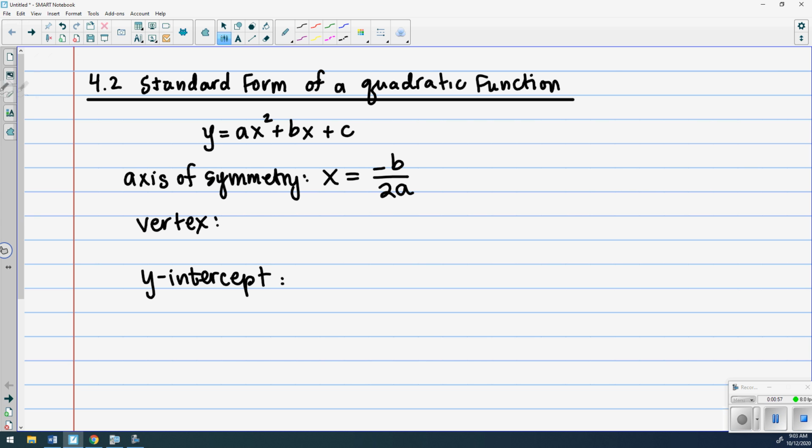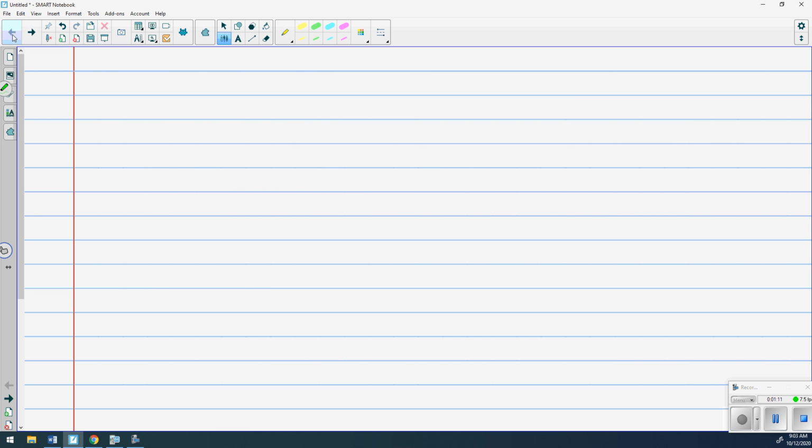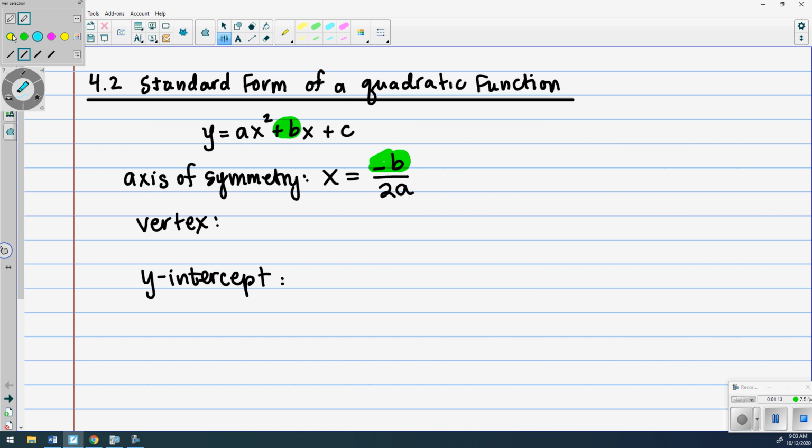So if you haven't already noticed, the b comes from right here, but you're going to want to change the sign. So make sure that you do change that sign. Then the a is your leading coefficient. That goes down here. So that's where you're going to get those two numbers.